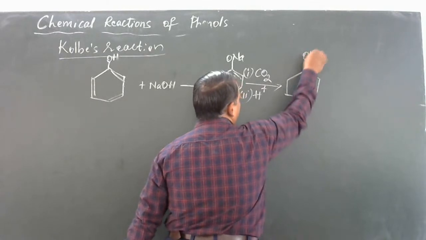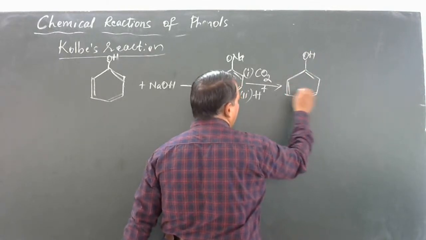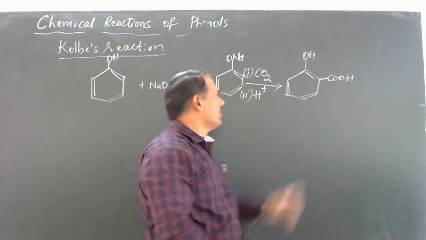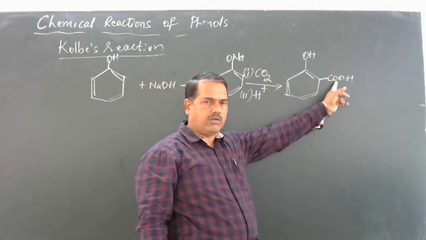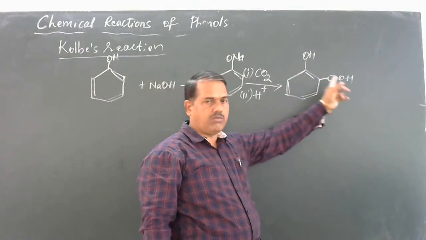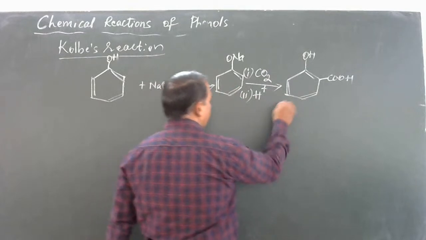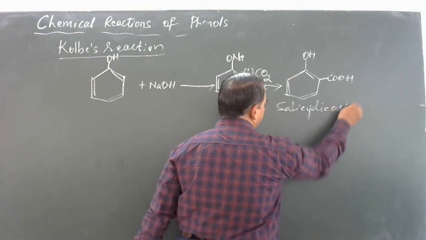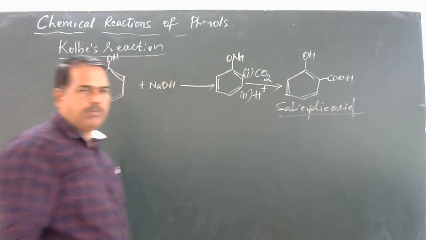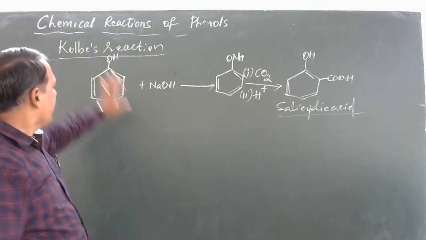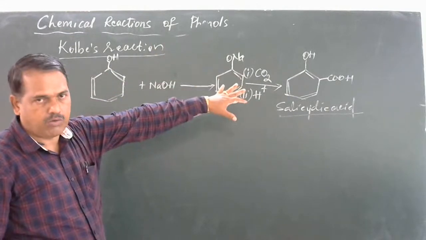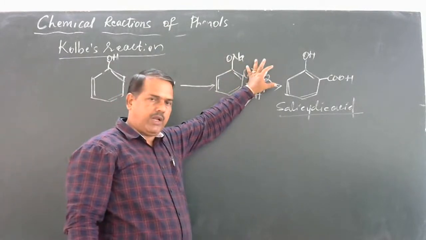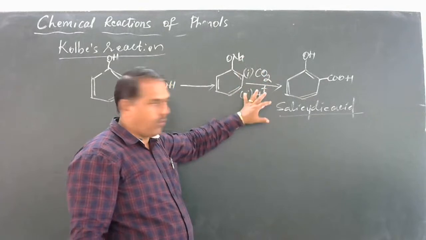So this is OH. Again, double bonds are here, and this is nothing but COOH. So it is called salicylic acid or 2-hydroxy benzoic acid. Are you clear? What is the name of this compound? Salicylic acid. When phenol is converted to salicylic acid, what reagents are used? Sodium hydroxide, a very weak electrophile carbon dioxide, and OH.